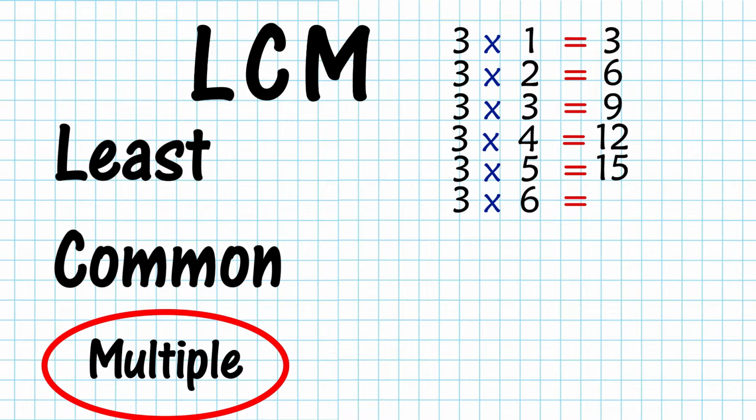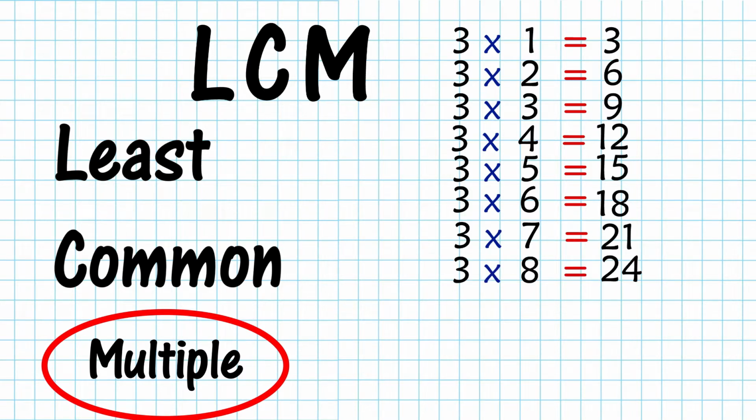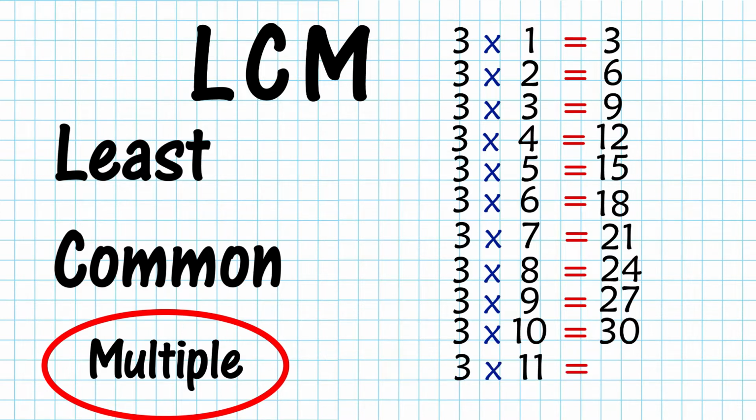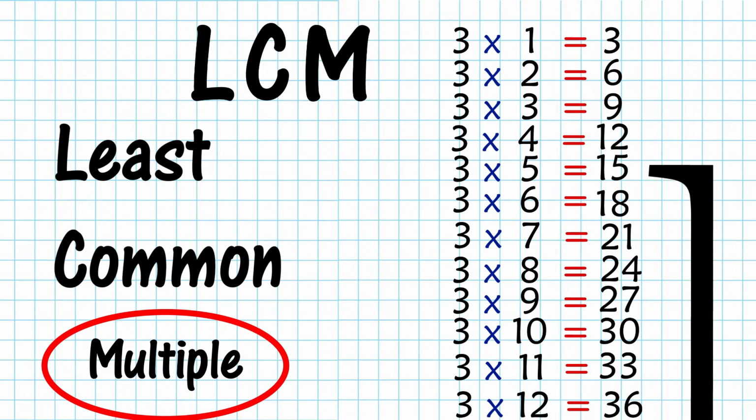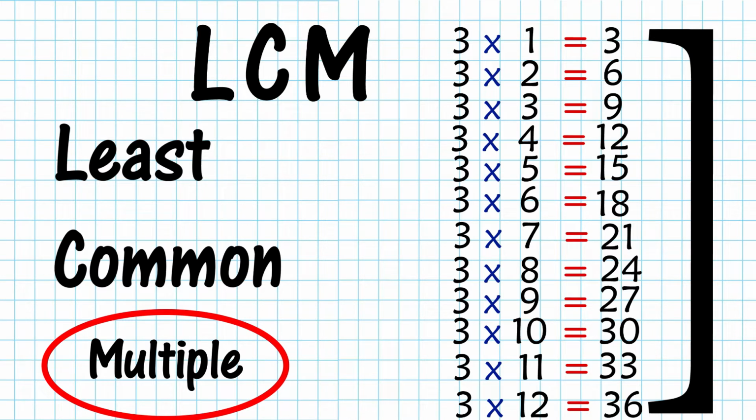3 multiplied by 6 is equal to 18. 3 multiplied by 7 is equal to 21. 3 multiplied by 8 is equal to 24. 3 multiplied by 9 is equal to 27. 3 multiplied by 10 is equal to 30. 3 multiplied by 11 is equal to 33 and 3 multiplied by 12 is equal to 36. So the numbers you see after the equals sign are the multiples of 3.